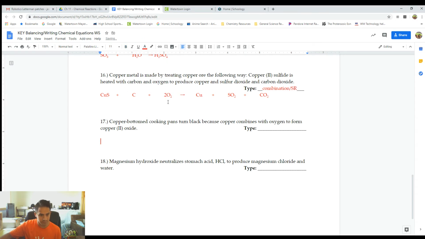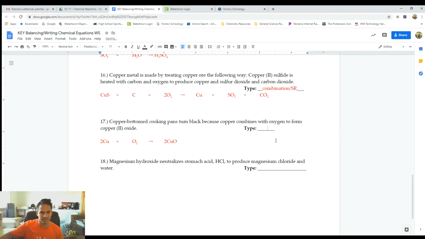All right, number 17, copper turns black because copper combines with oxygen to form copper 2 oxide. So we have copper combining with oxygen to form copper 2 oxide, something like this. Balancing wise, we need a 2 there and a 2 there. And then reaction type is going to be a combination reaction.